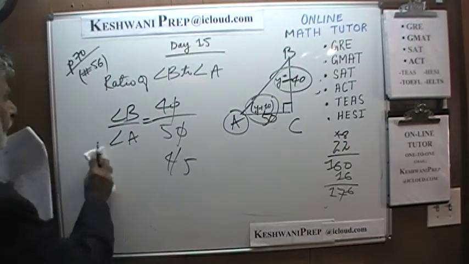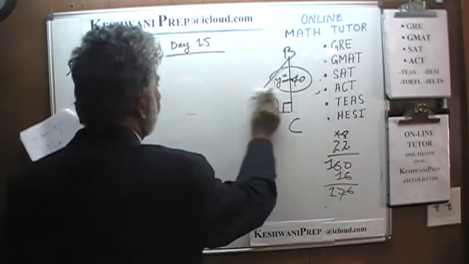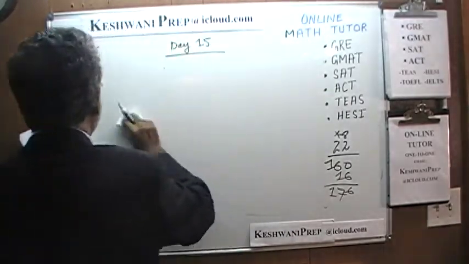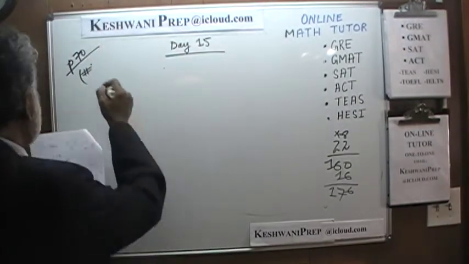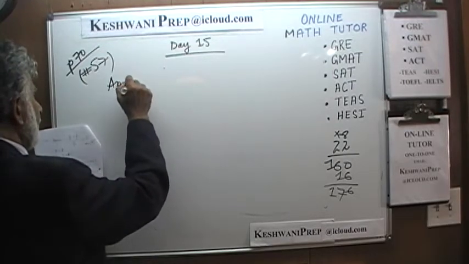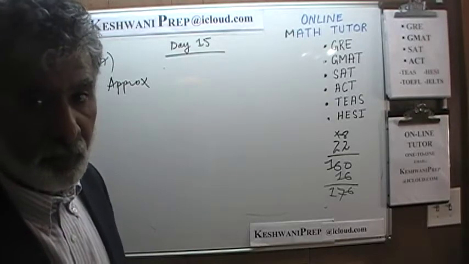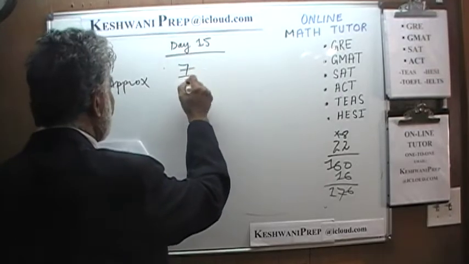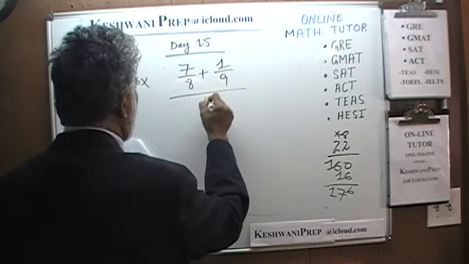Number 57. Wouldn't it be nice if the data sufficiency problem went that fast? Here we have to find approximate value. And which is precisely what we're going to do. We're not going to waste our time trying to figure out the precise value. They're looking for approximate value of 7/8 plus 1/9 over 1/2.